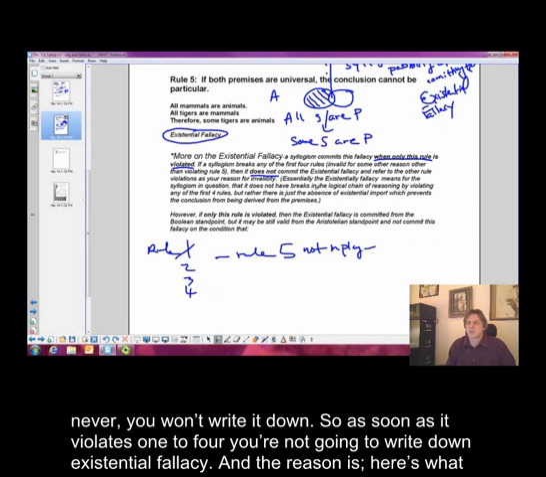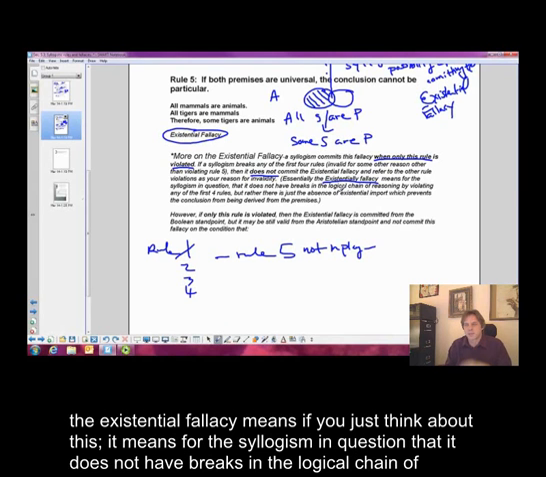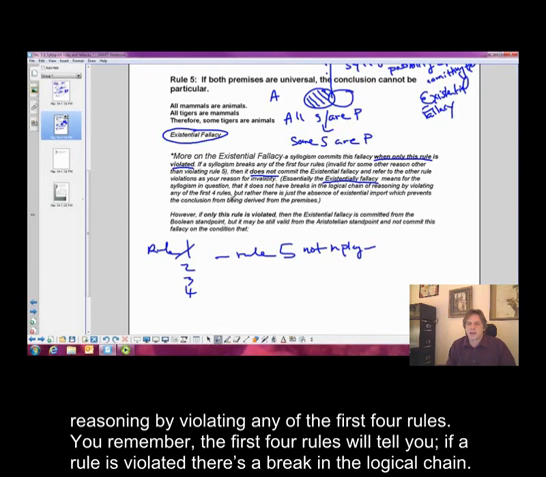And the reason is, here's what the logicians mean. If you say it commits the existential fallacy, define it this way. You may want to write this down in your textbook. Here's what the existential fallacy means. It means, for the syllogism in question, that it does not have breaks in the logical chain of reasoning by violating any of the first four rules. You remember, if one of the first four rules is violated, there's a break in the logical chain.